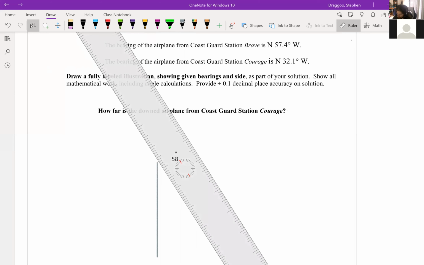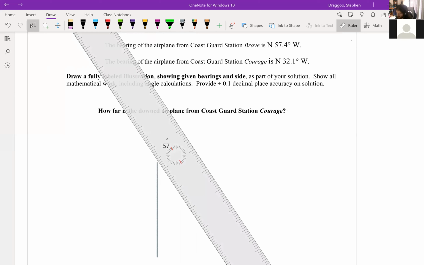We know that one sighting is going to be roughly 57 degrees. We know it's 57.4 degrees to the northwest, but my ruler doesn't do small divisions of angles. So I'm just going to set it to a 57-degree angle.